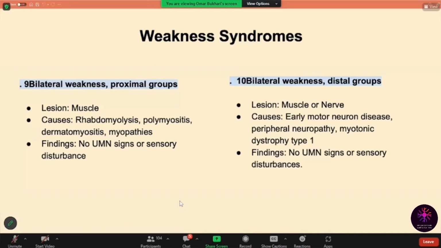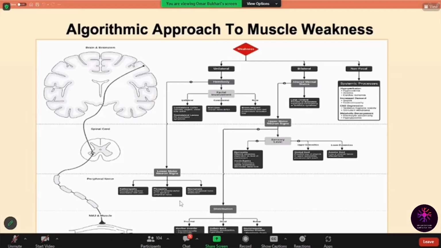Bilateral weakness, distal groups. Lesion can be in the muscle or nerves, caused by early motor neuron disease, peripheral neuropathy, myotonic dystrophy type 1. Findings: also we will not see upper motor neuron signs or sensory disturbance. Here is an excellent algorithmic approach to muscle weakness.